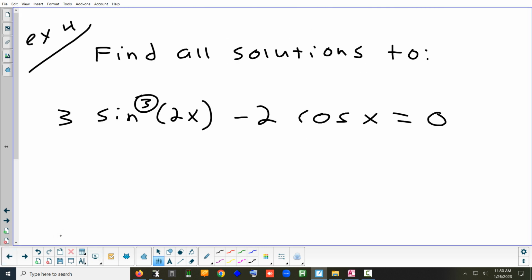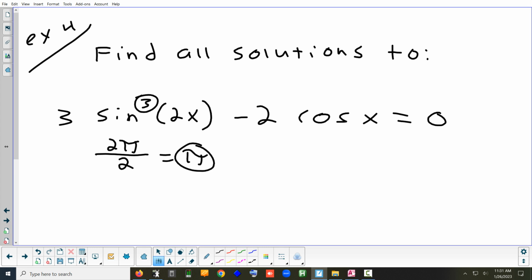What's the formula that you would use for sine cubed? 2 pi or pi? 2 pi. Why? Because it's odd, because it's a cube. What's the b value in this case? 2. So that's the formula you use to find the period of sine cubed 2x. So what's the period? Pi.